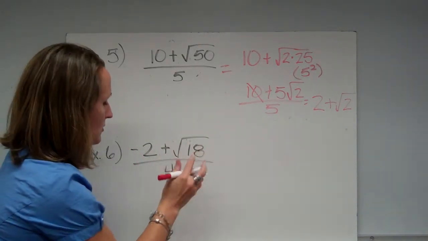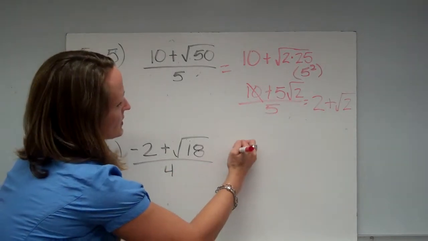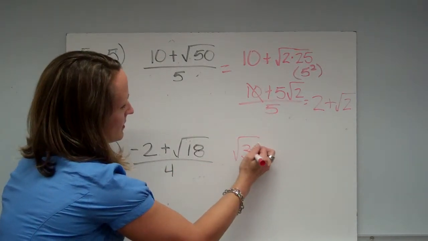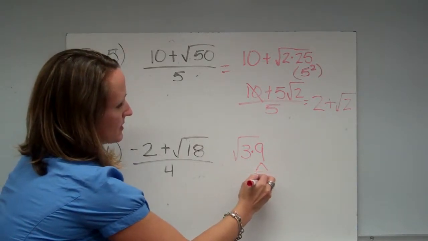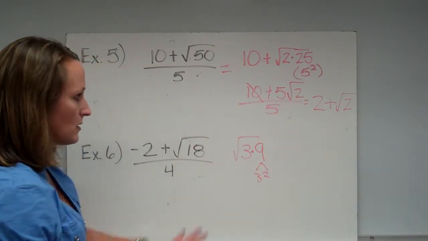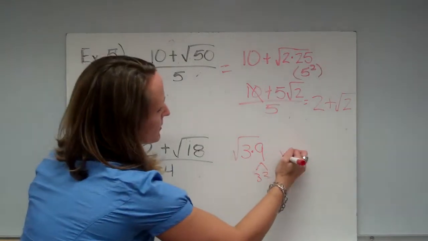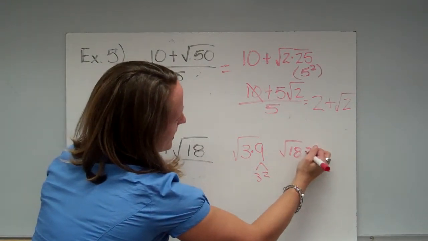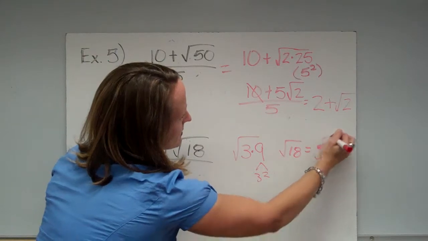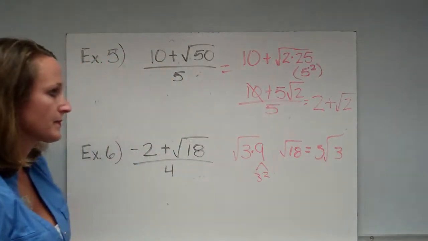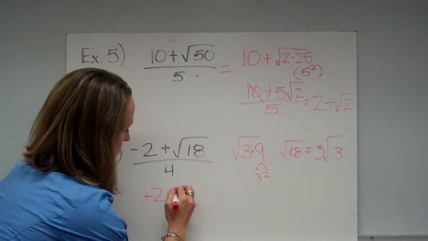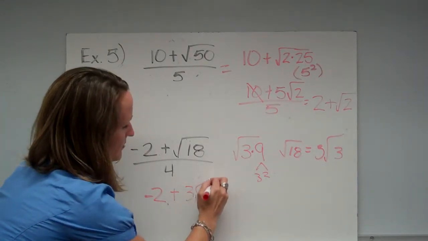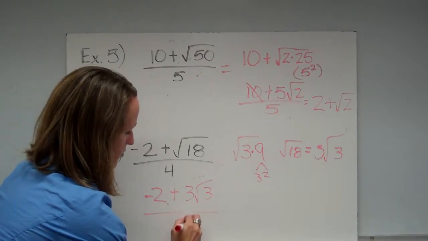This time we have the square root of 18. Square root of 18 can be broken down into 3 times 9. And of course 9 is 3 squared. So I can rewrite square root of 18 as 3 square roots of 2. So now let's bring it back over here. Negative 2 plus 3 square roots of 2 over 4.